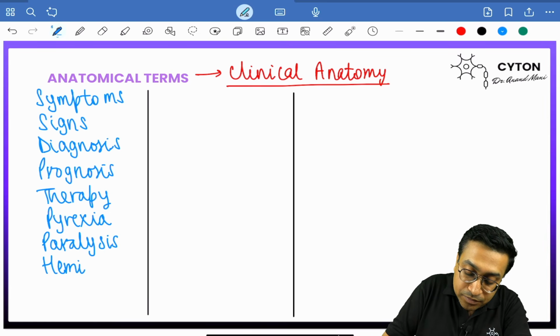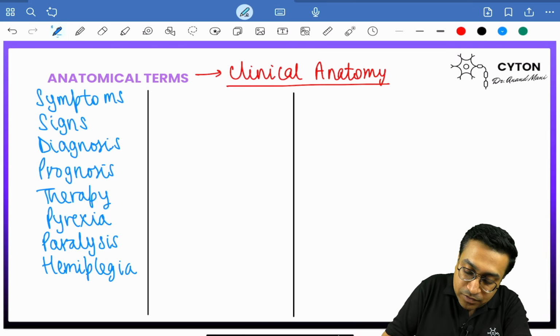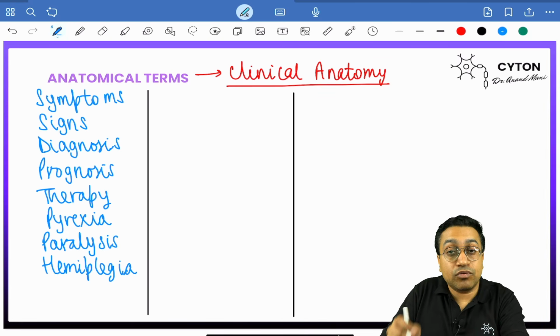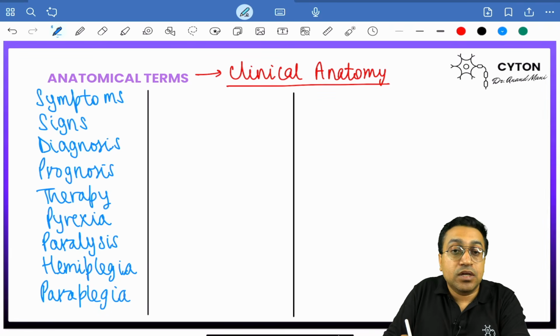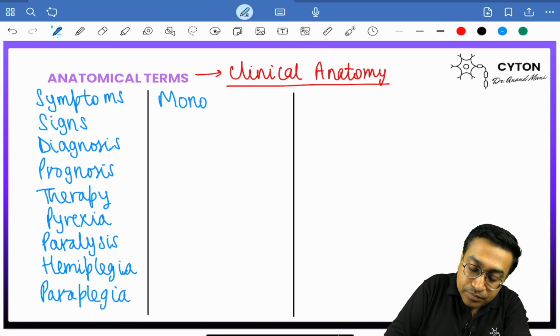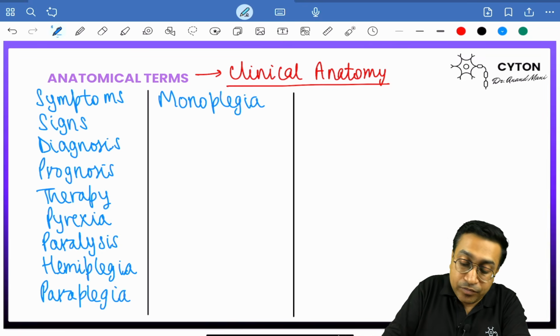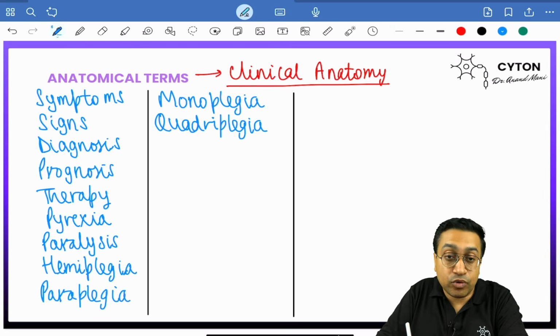Hemiplegia. Check the spellings for everything, it should not be wrong in your answers. Hemiplegia, paralysis of half of the body. Paraplegia, that is paralysis of both the lower limbs. Then monoplegia, that is paralysis of any one limb. Quadriplegia, that is paralysis of all the four limbs.